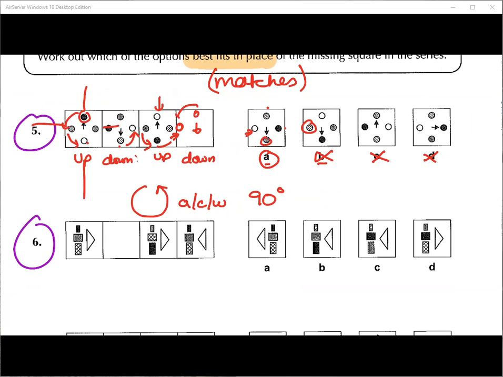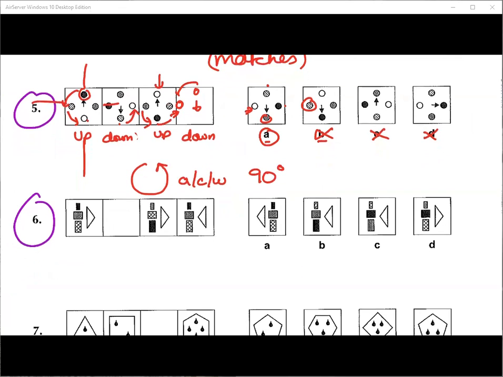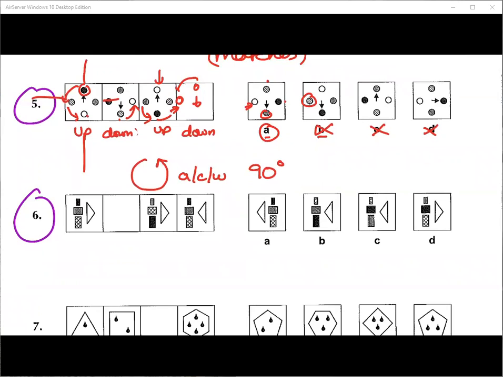Okay. Do you get that pattern now, Ibrahim? Yes. Okay. Do number 6 as well while you're here. Close the doors, please. The answer is C. For question number 6, the answer is C.